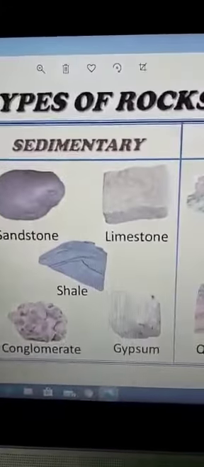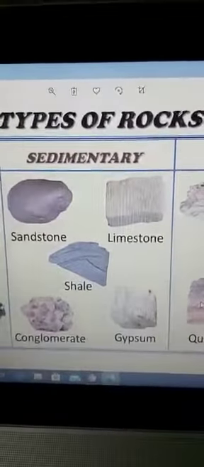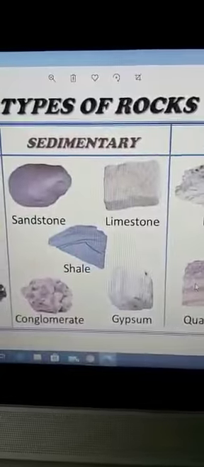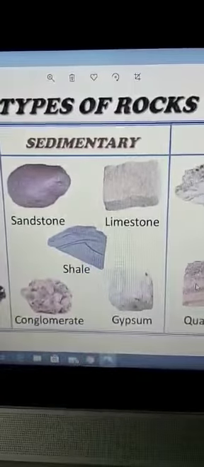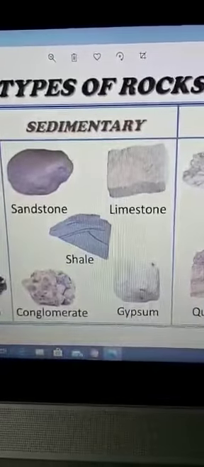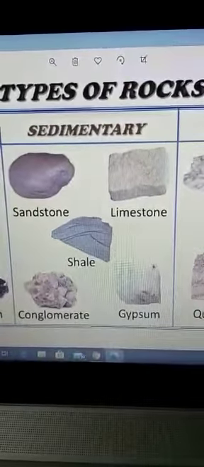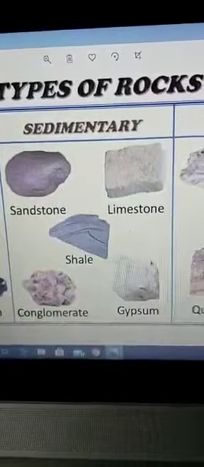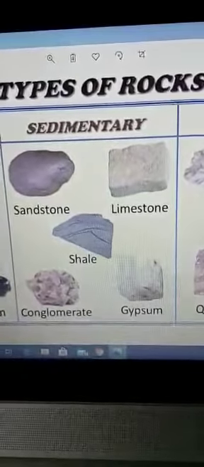Children, today we are going to start chapter 6 from your geography book, and the name of the chapter is Rocks. Children, in your previous classes also you have studied about various kinds of rocks. Today we are going to do a detailed study of each kind of rock.